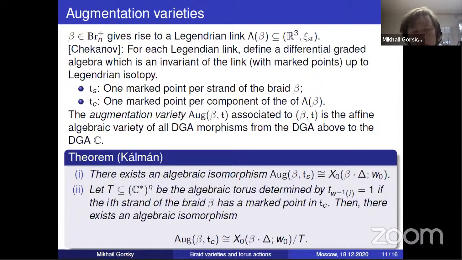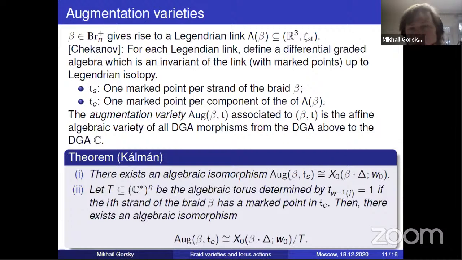Then Chekhanov, 25 or so, maybe even more years ago, associated a differential graded algebra to each Legendrian link. He started from any link diagram, so it's not necessarily a braid diagram, and proved that this thing is an invariant of a link.